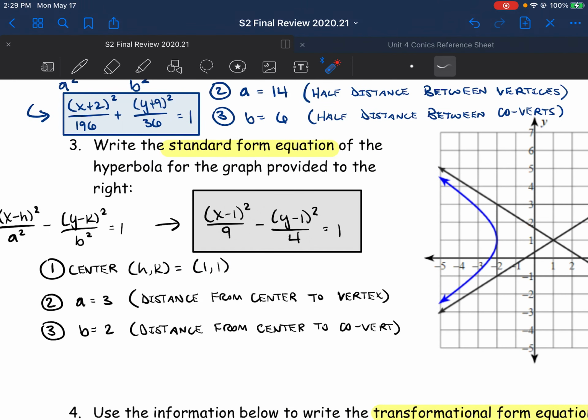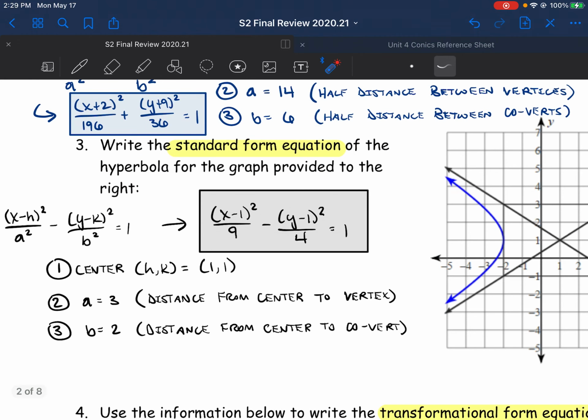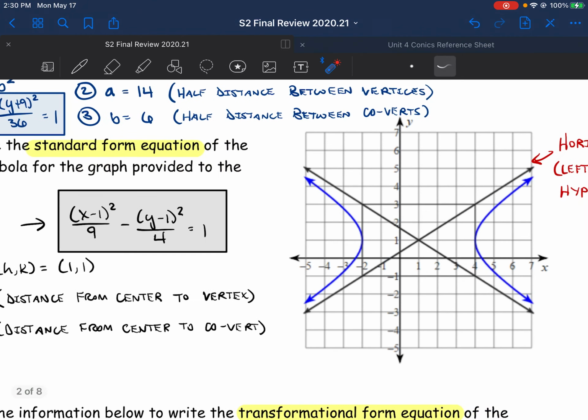The A is the distance from the center to a vertex. So the vertices are the points that are actually on the curve. Okay, so here's the curve itself. This blue line that I'm writing over with this red laser pointer, this is the curve that makes the hyperbola itself. So the vertices are these endpoints of these curves right here. So from a vertex to the center, notice that we have a distance of 3. So that's what A is, the distance from the center to a vertex.